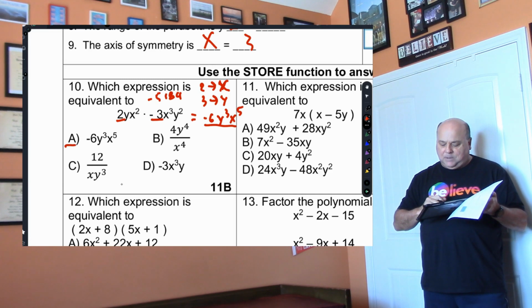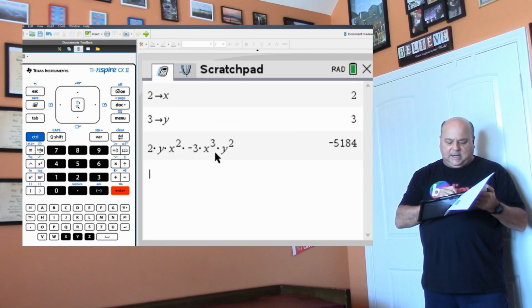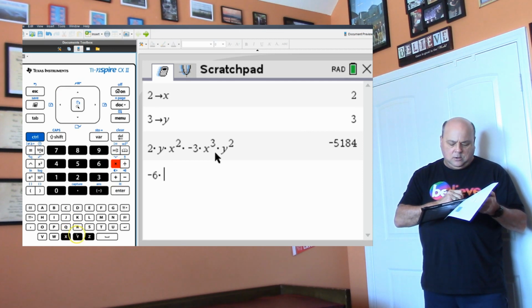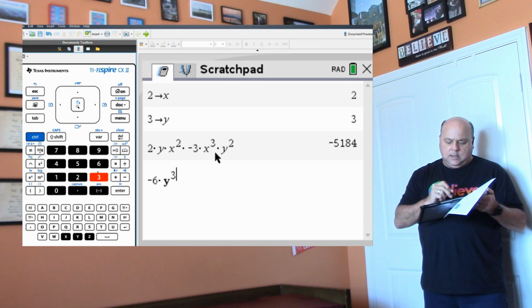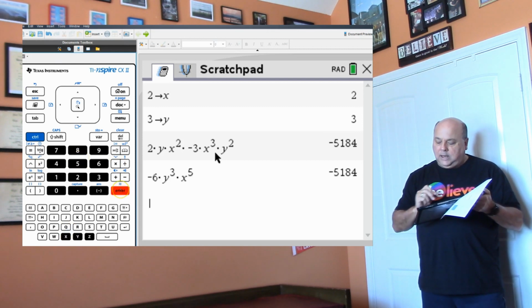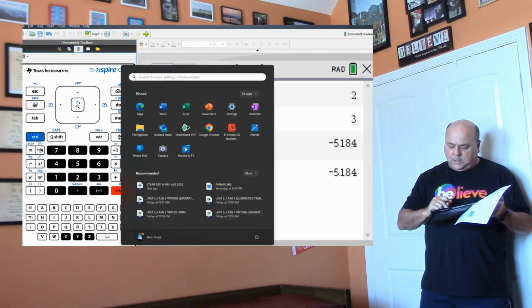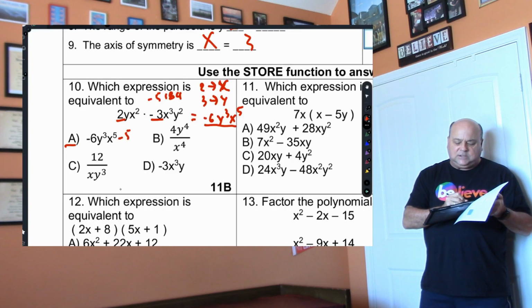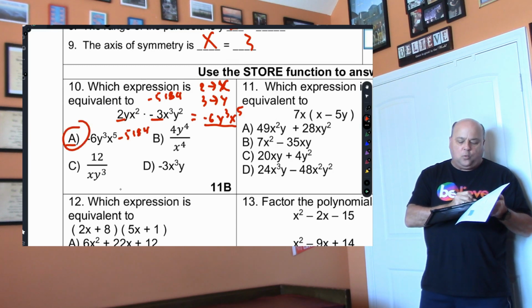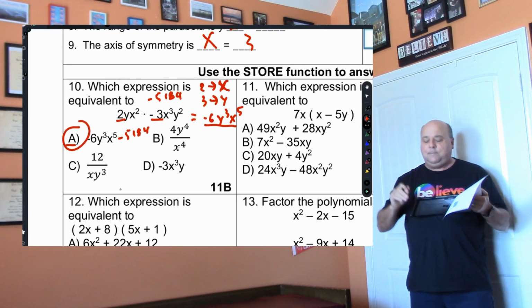Let's try to type in a. So we're going to go to our calculator. We're going to type in negative 6 times y^3, y caret 3, and hit the right arrow button, times x to the 5th, x caret 5, hit enter, and ding, ding, ding, ding, ding, it works. It's negative 5184. Okay? So remember, if you do this on the calculator, just type them in, one of them is going to match. You should not miss these.